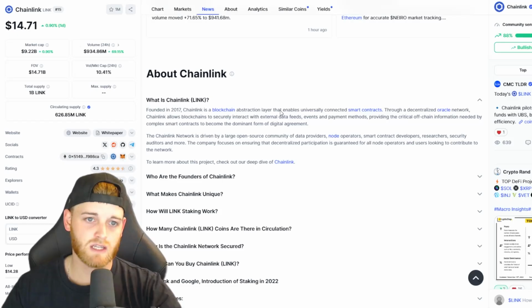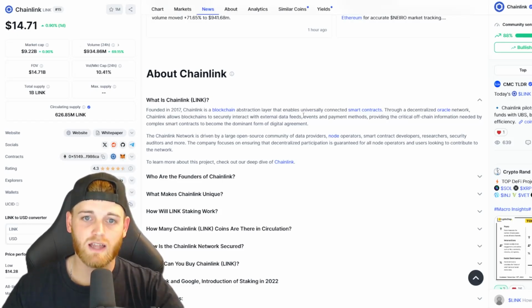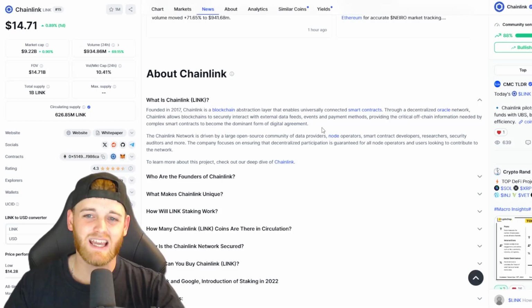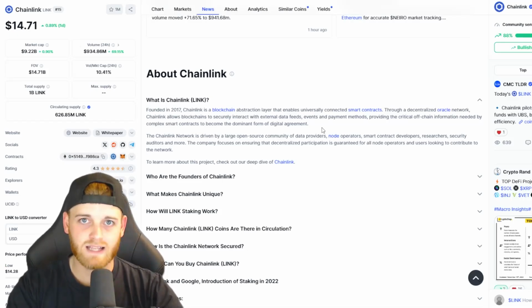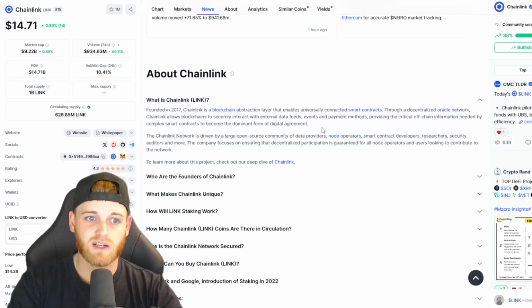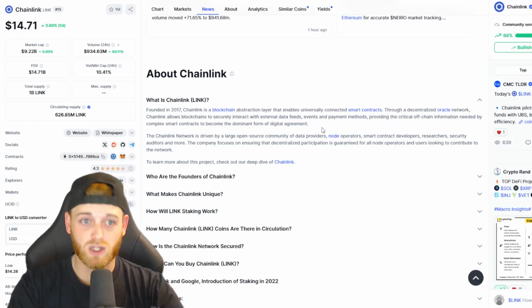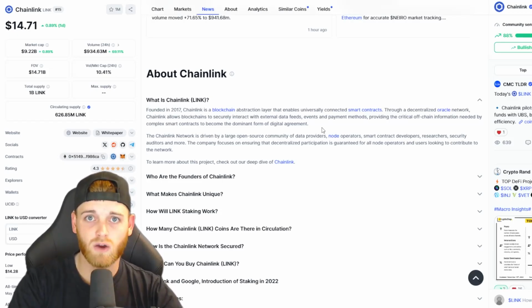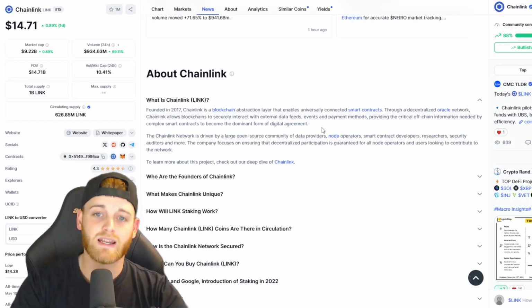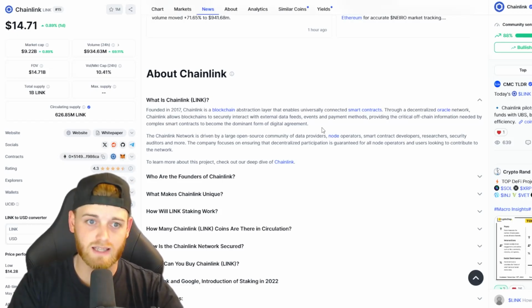Okay, so founded in 2017, Chainlink is a blockchain abstraction layer that enables universally connected smart contracts through a decentralized Oracle network. Now, an Oracle network, guys, is basically where you have different types of nodes validating transactions through a decentralized sort of aspect, right? So the users who are going to be contributing to powering Chainlink will essentially be either buying nodes or staking Link through a proof of stake sort of network here, and that'll be validating transactions as it goes, and validating things happening on the Chainlink chain and throughout the network, right?